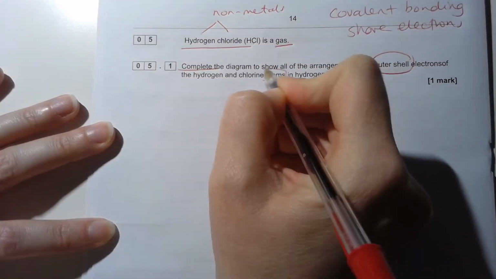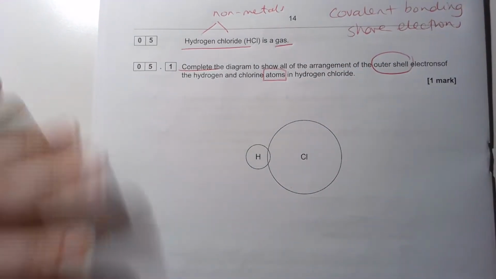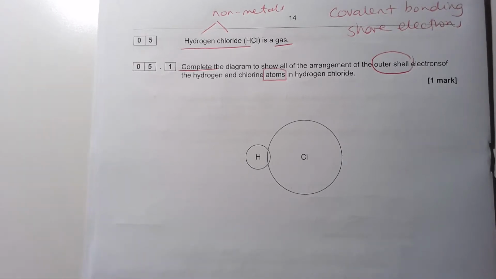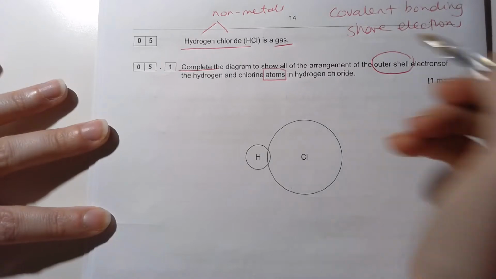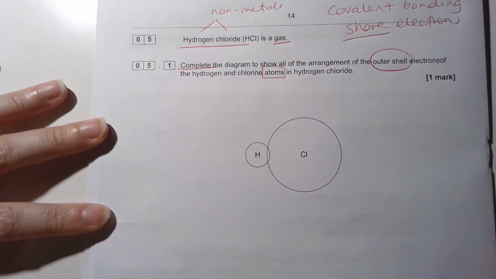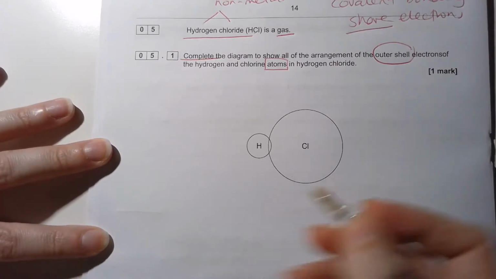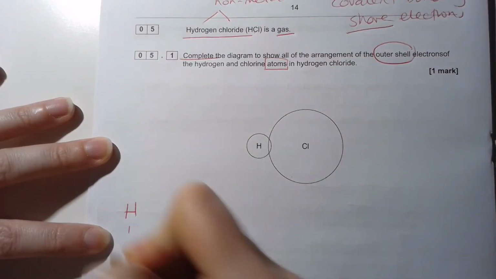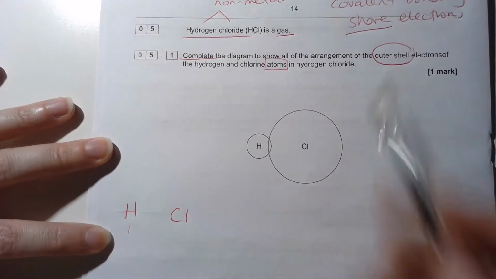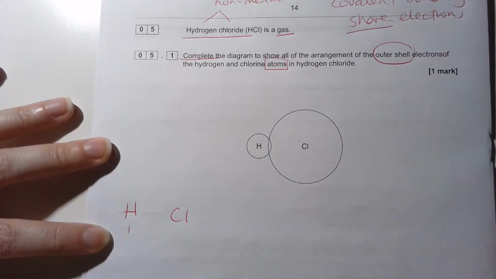Now, because it says atoms and it is covalent bonding, there are no ions involved. There's no charge, there's no gaining or loss of electrons. We are just sharing. So we need to figure out how many they're going to share. Okay, so hydrogen has 1 electron on its outer shell. That's the only thing you need to draw, those outer shells. You don't need to add any other circles to them.